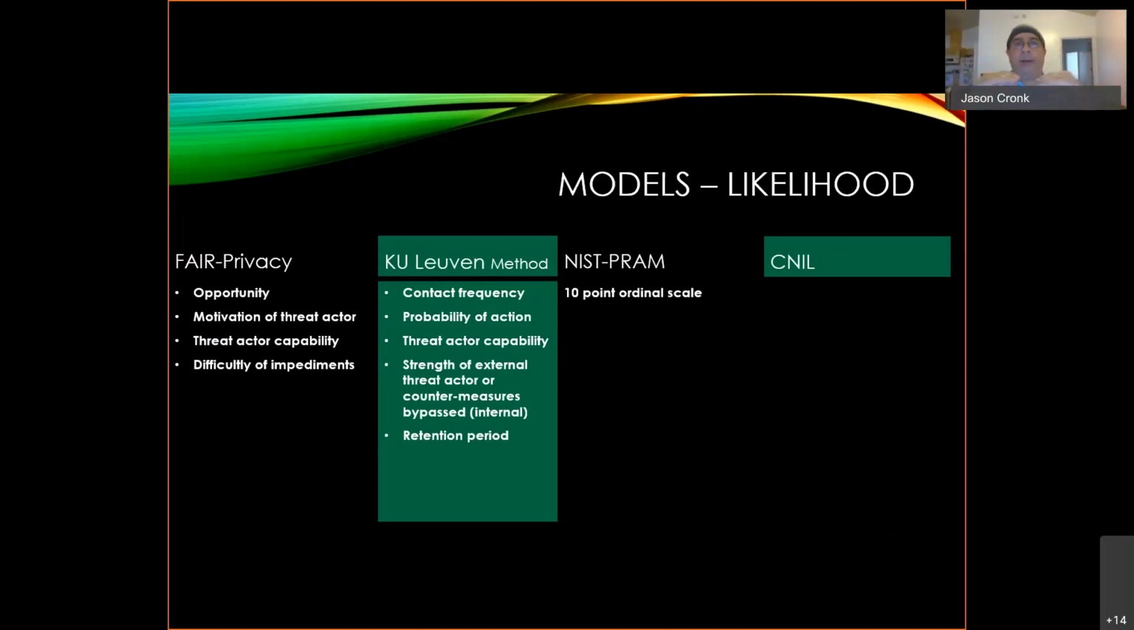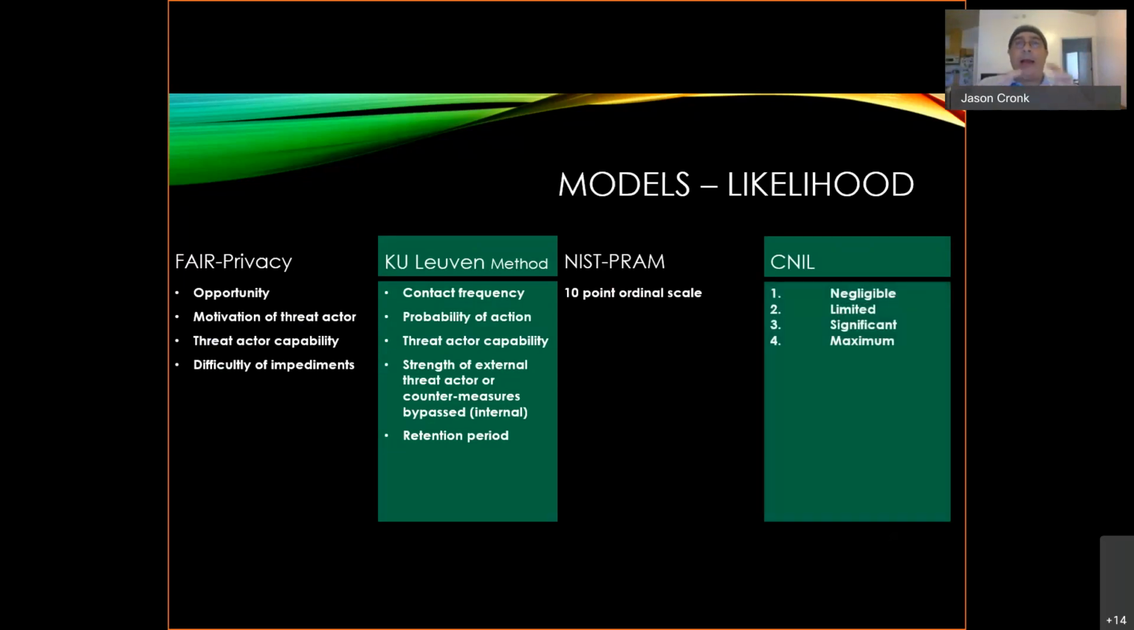Now, NIST measures likelihood on a 10-point ordinal scale. So basically, you're supposed to go in, and it's a fairly subjective methodology, and say, okay, this is a 7, this is a 6, this is a 10. Figuring out some type of ordinal scale such that 3 is higher than 2, 4 is higher than all of those. It doesn't really talk about the variance between the ordinals. It just points out that it's greater than or less than some other measurement.